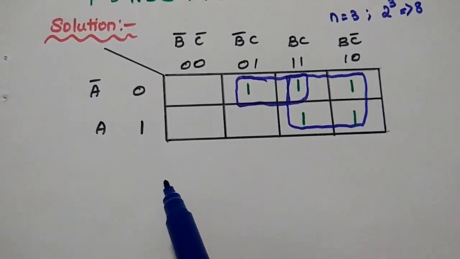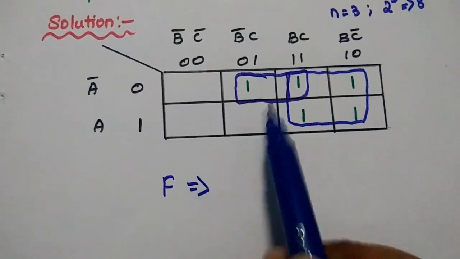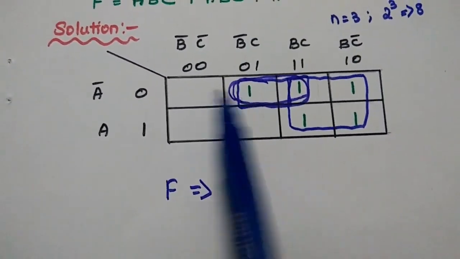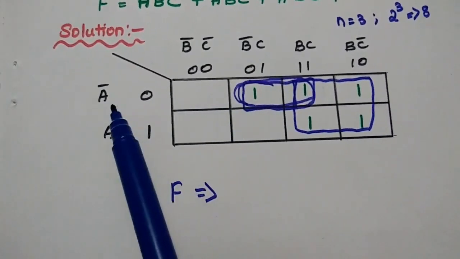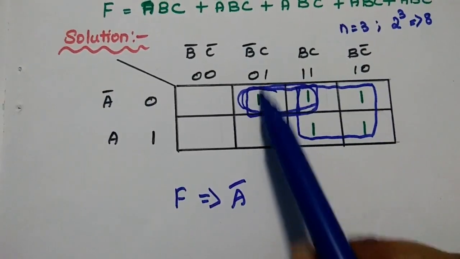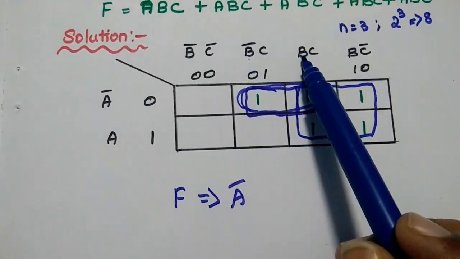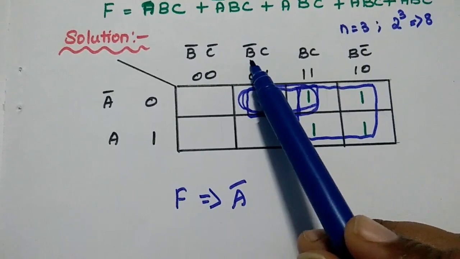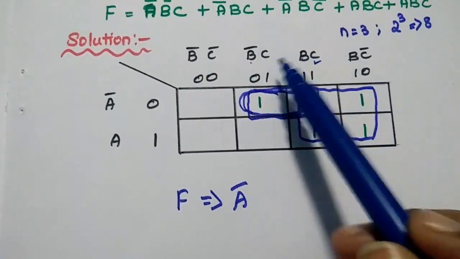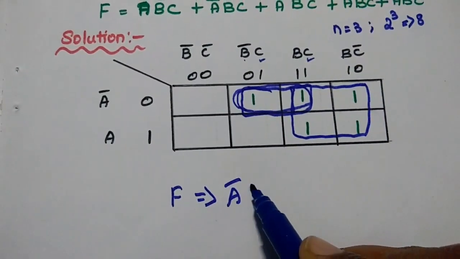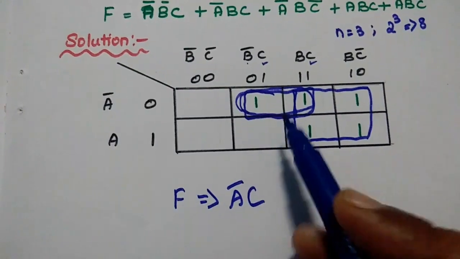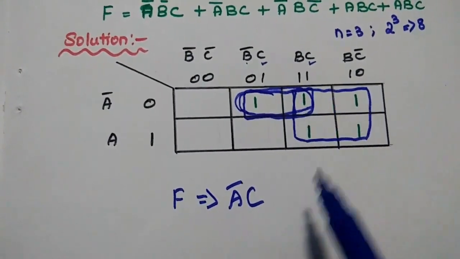Then we have to write the expression here. The f is equal to, for this group, what is the common value? A bar. Correct? So A bar is a common value. We can write A bar. What about a common value in the column? So here it is B bar. Here it is B. So B bar plus B is nothing but 1. So we have to consider only C here. So A bar C. Is that okay? So for this group, we can have the value A bar C.